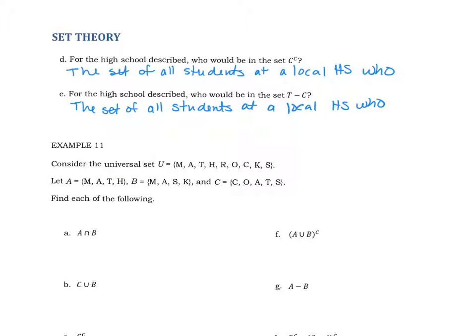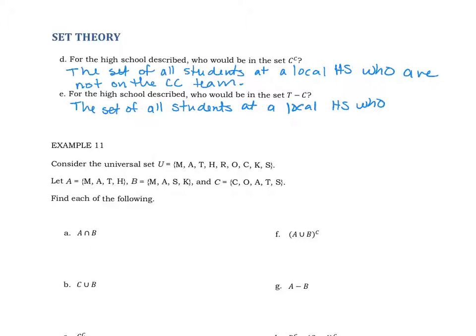So example 10D says, for the high school, describe who would be in the set of the complement of C. So again, we have to define the universal set, the set of all students at a local high school who, and then look at your definition. It would be the students who are not in set C, who are not on the cross-country team.